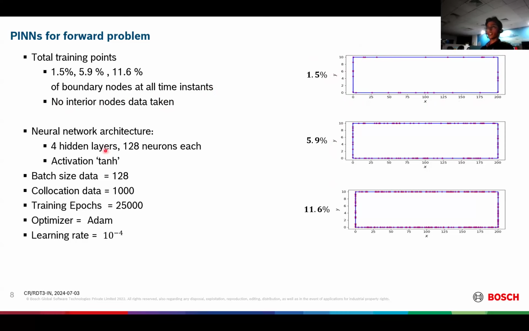We also consider this neural network architecture with this number of layers and neurons, and we use 1,000 collocation points at each gradient descent step. This collocation data is generated using Latin hypercube sampling, and we train all the models with this many epochs and with the Adam optimizer with this learning rate.